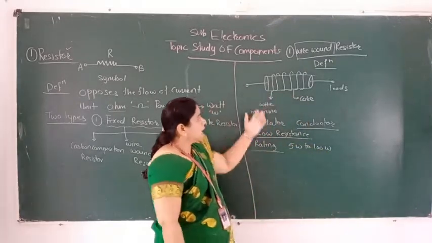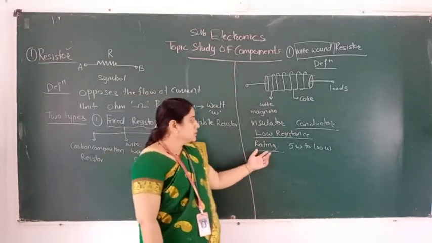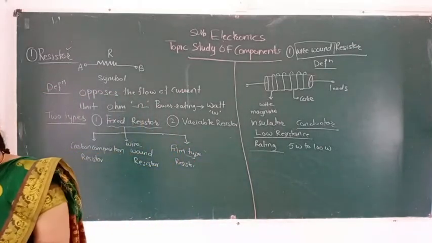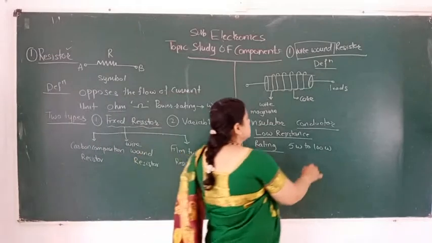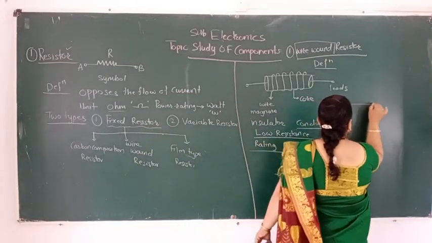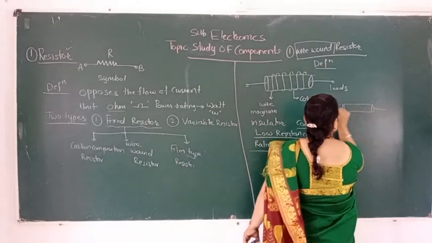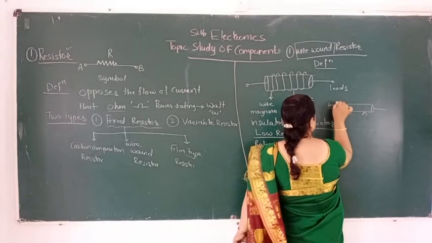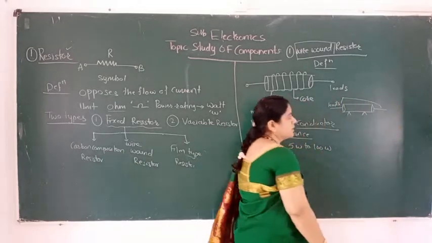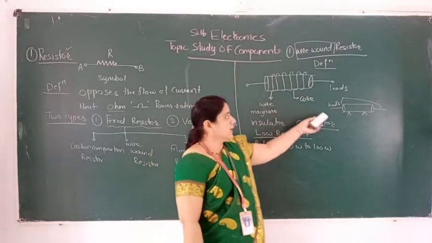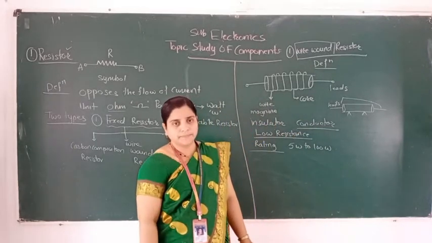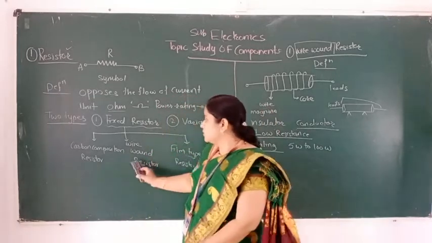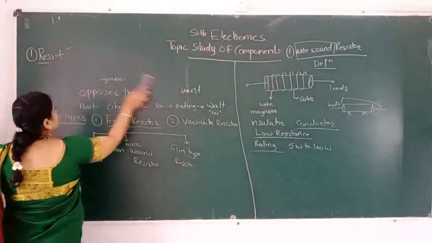Okay, so this wire wound resistor has the rating of 5 watt to 100 watt. Symbol of it looks like this. These are the leads. These two are the leads. Another diagram of the resistor symbol. Okay. So this finishes your wire wound resistor. Next is what? Carbon composition resistor.